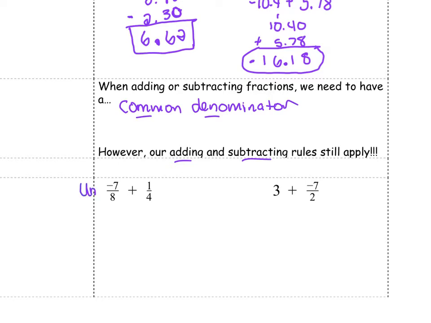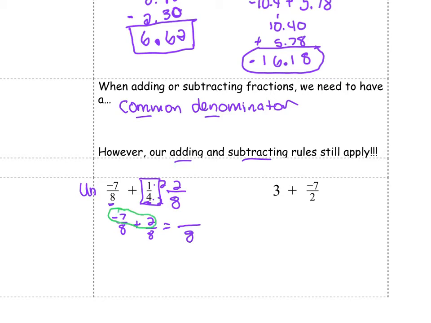So we know we're going to subtract, but this is a 4 and this is an 8. So we need to change them so they both have that like denominator. 4 goes into 8, so we can actually change this to 8s. 4 times 2 is 8. 1 times 2 is 2. So now we have negative 7/8 plus 2/8. And we know that our common denominator is going to stay the same. So all we have to do is really focus on the top.